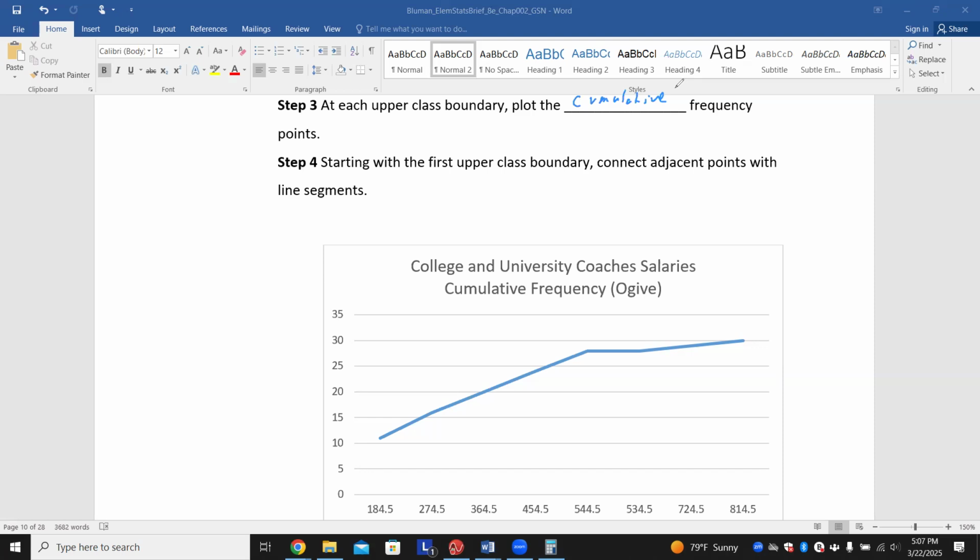So you can see we started here at 11. We started here at 11 and then just progressively went up. So it does look like it's a straight line, but there are some upticks here. The average was a 4 each time as well. All right, so that would be an example of an ogive.